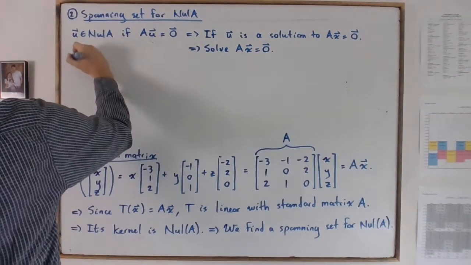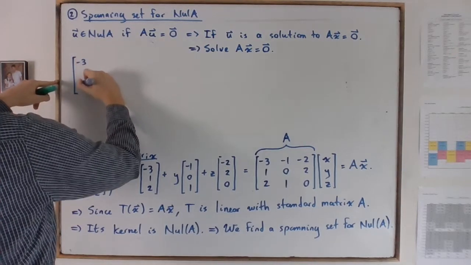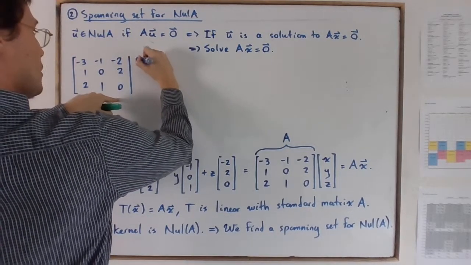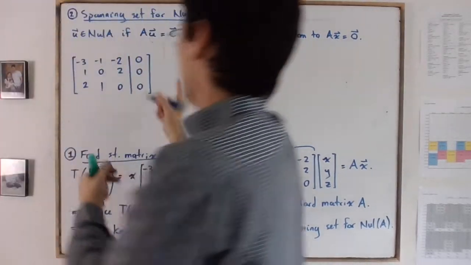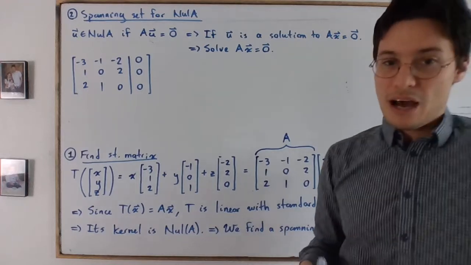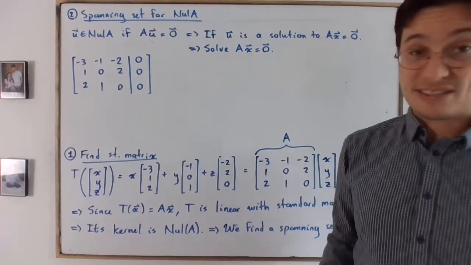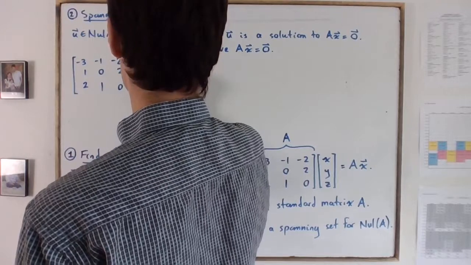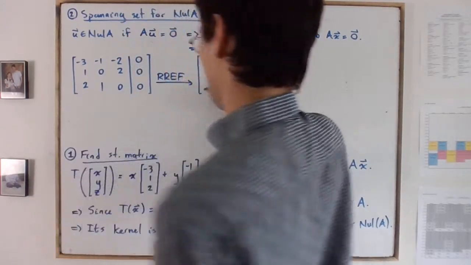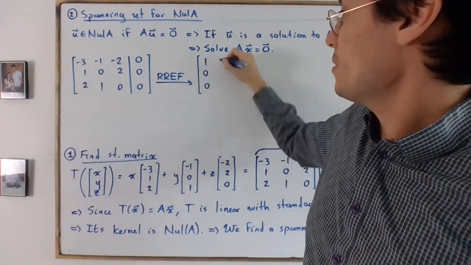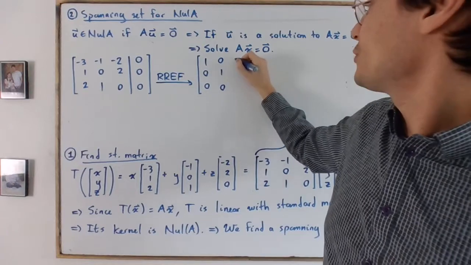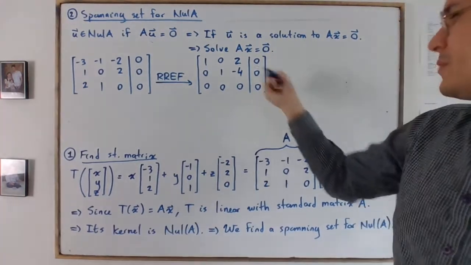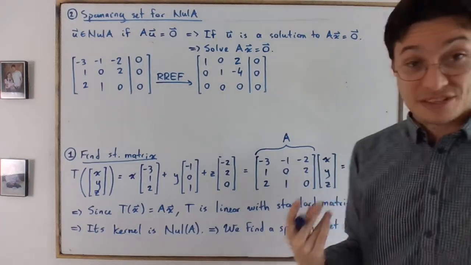Now we know how to do this. We just write the matrix. So we have -3, 1, 2, -1, 0, 1, and -2, 2, 0. And we augment this with a column of 0. So that is the augmented matrix. I don't want to waste time row reducing it in this video because that's really not the focus. So I did prepare the RREF, which is 1, 0, 0, 0, 1, 0, and finally 2, -4, 0 with this column of 0. Now you can read the solution out of this.